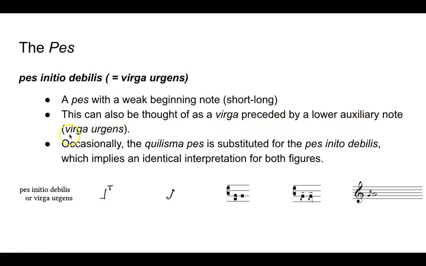So for this reason, Dr. Kainzbauer calls it a virga urgens. And occasionally the quilismapes is substituted for the pes initio debilis. So what does this mean? It means that the two have an identical interpretation. So we could actually add something here. We could say pes initio debilis equals virga urgens equals quilismapes.